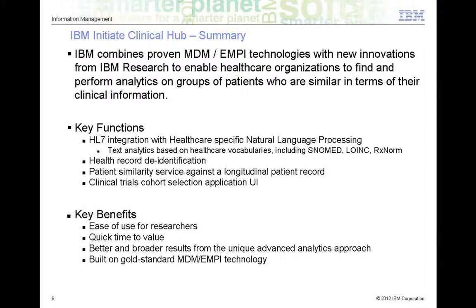And then the second piece of it is some capabilities that we have found from IBM Research, who have been really working in the health informatics area for a number of years. And some of the capabilities that we're taking from the research folks are algorithms that match patients based upon clinical data to find similar ones.